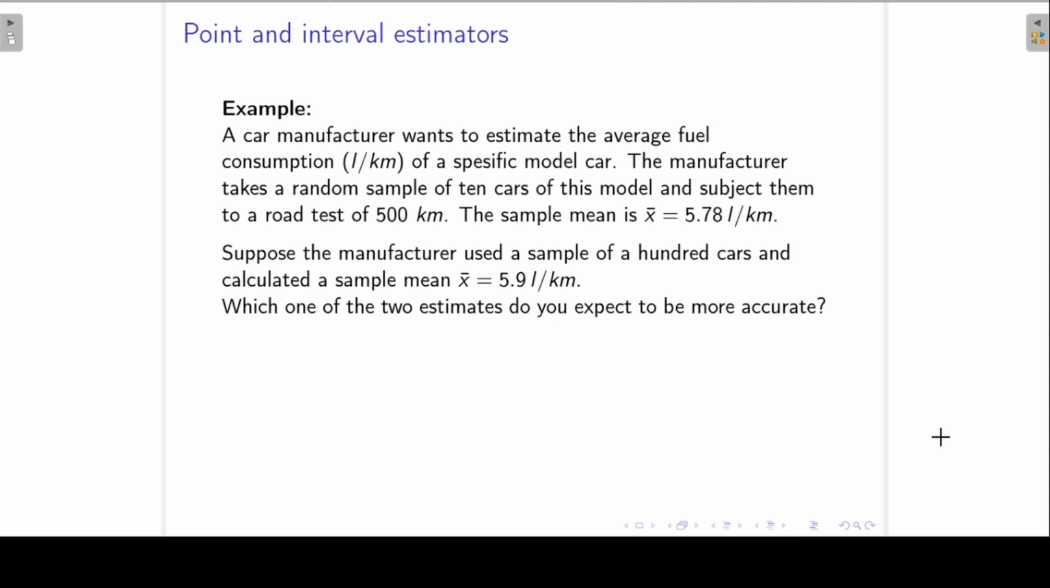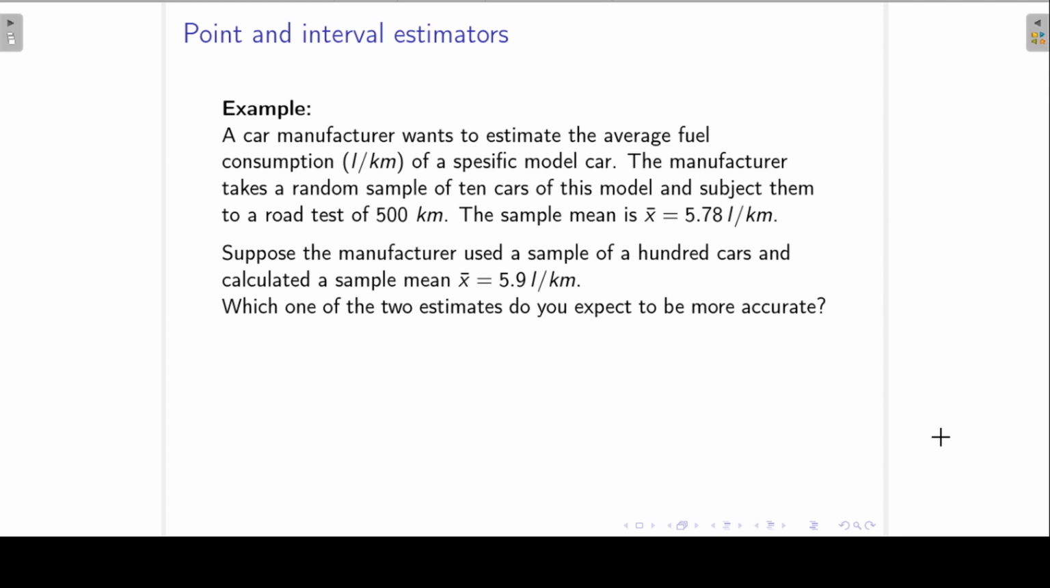Suppose that the manufacturer used a sample of 100 cars and calculated a sample mean of 5.9 liters per kilometer. So here we have two estimates of the unknown population mean, the unknown average fuel consumption. Which one of these two estimates would you prefer?